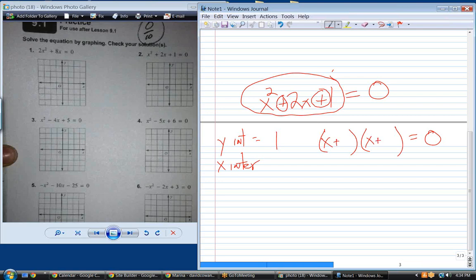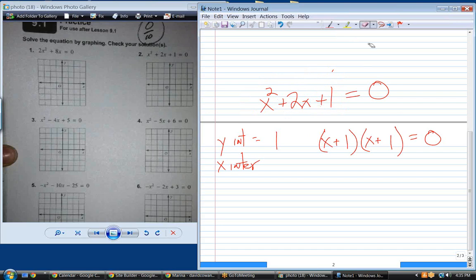So now I know that. And then the last part is these two numbers have to multiply together to be 1. So they have to be factors of 1. Well, there's only two factors of 1, and that's 1 and 1. So that's how we factor.